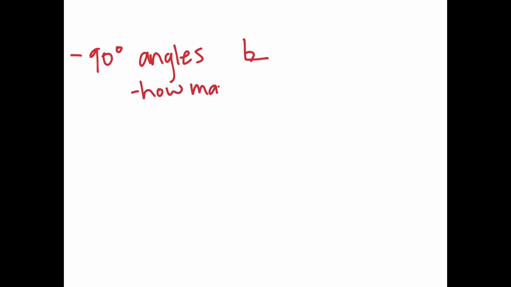So there are a couple things that you want to think about when classifying your shape. You want to think about, does my shape have any 90-degree angles? Now remember, 90-degree angles look like this. They are shaped like an L, and if your shape has any 90-degree angles, you want to know how many. Are all four of them 90 degrees, or what?